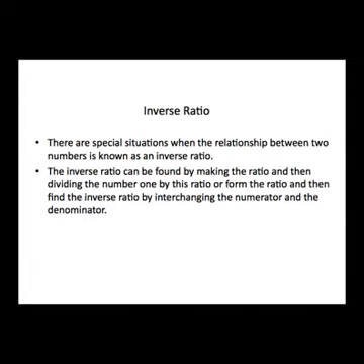There are special situations where the relationship between the two numbers is known as an inverse ratio. The inverse ratio can be found by making the ratio and then dividing the number 1 by this ratio, or by forming the ratio and then interchanging the numerator and the denominator. In other words, you're going to flip the fraction.